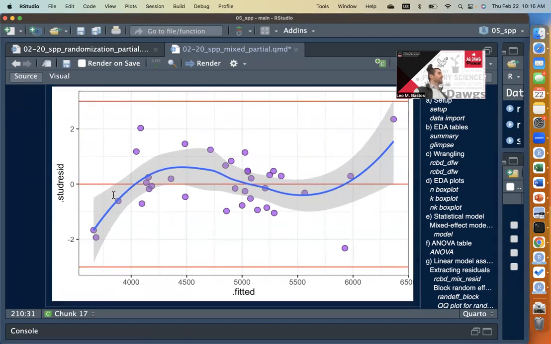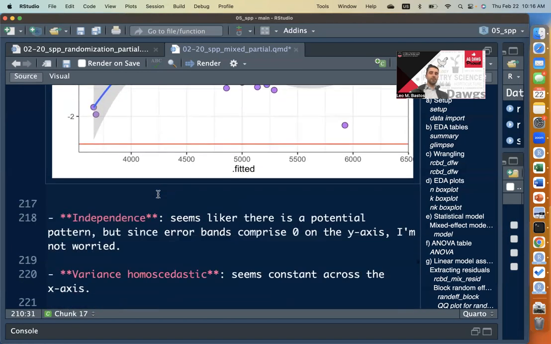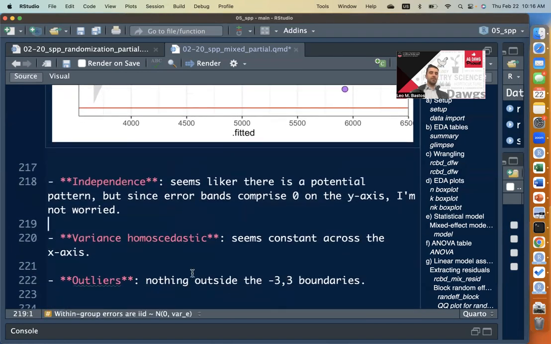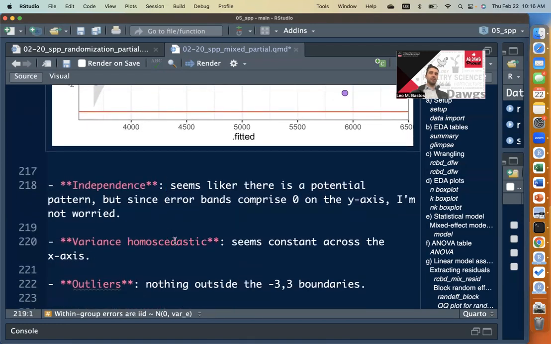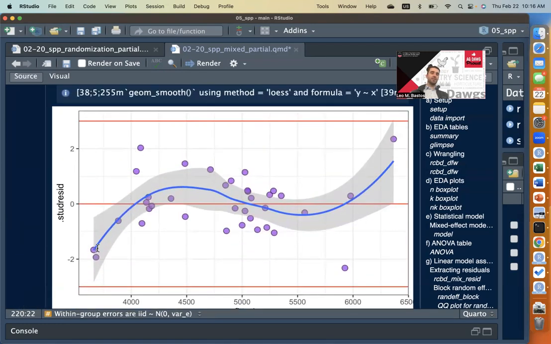Also because, just to remind you, this study was not actually implemented as a split plot. It was an RCBD that we are running as a split plot for teaching purposes. So it could also be related to that. But anyway, I'm not too concerned here. Everything that we checked off before holds: it seems like they're independent, the variance seems to be homoscedastic, and we don't have a fan shape in this plot.